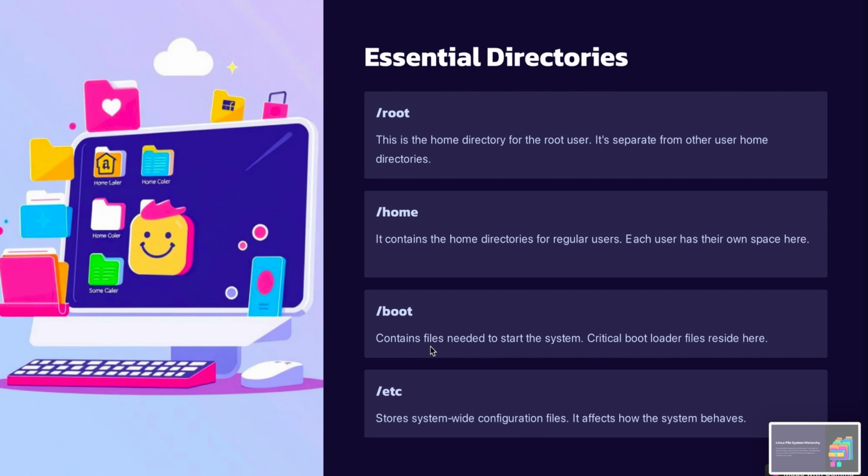And slash boot contains files needed to start the system. Critical bootloader files reside here. Remember, guys, that for booting a Linux machine we use a term called POST, the power on self test. It contains all the requisite information regarding the hardware, and it checks everything, whether the hardware is in place or there is any problem. If any problem comes up here, it will not start the Linux machine. So everything resides here, right? Slash etc stores system-wide configuration files. It affects how the system behaves.